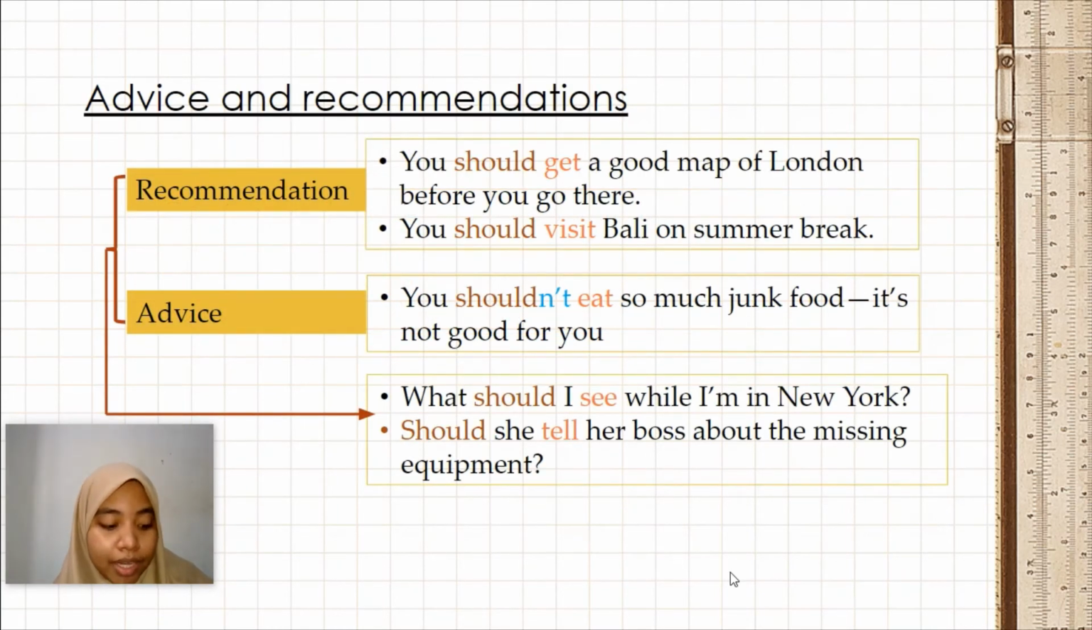Next, we can use should to ask for recommendation and advice. For example, you should get a good map of London before you go there. You should visit Bali on summer break. You shouldn't eat so much junk food. It is not good for you. What should I see while I'm in New York? Should she tell her boss about the missing equipment?